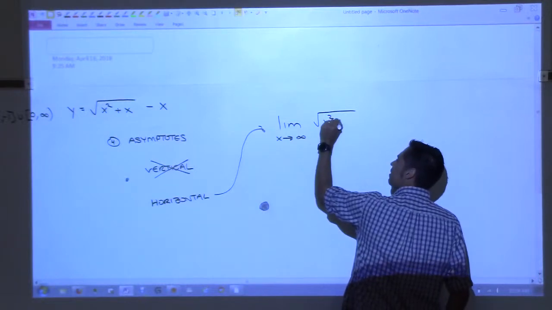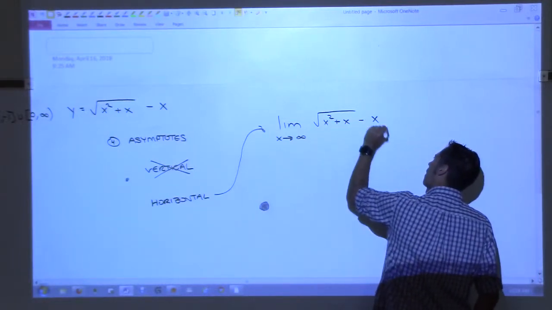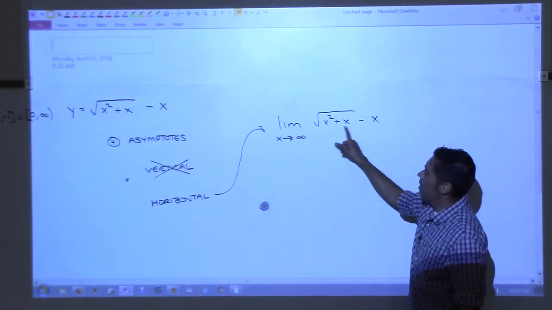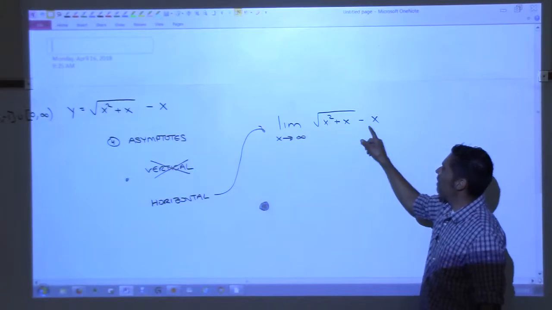Yeah, I like this. Let's do that one first. If x goes to infinity, what happens? Well, this is all infinity, right? So this is the square root of infinity minus x.